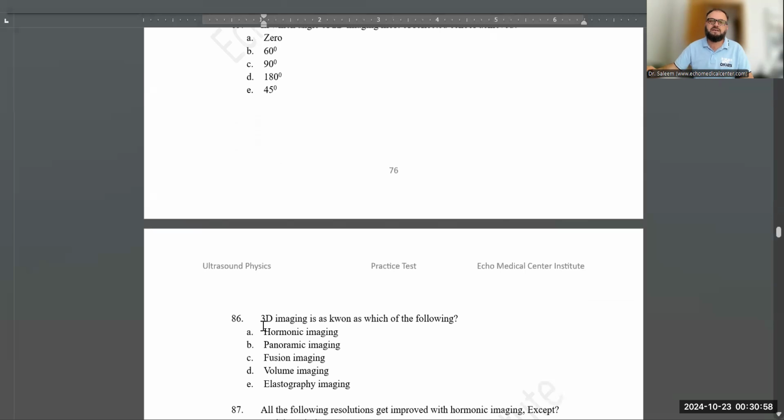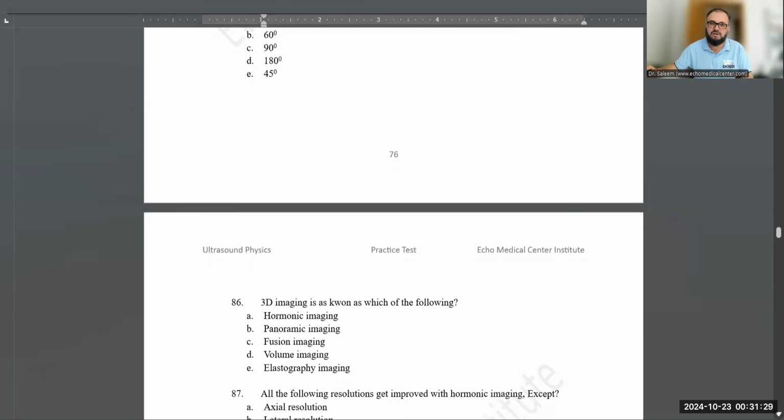Let's do the next one. This question is asking, 3D imaging is also known as which? What is the alternative name for 3D imaging? Is it harmonic imaging, panoramic imaging, fusion imaging, volume imaging, or elastography imaging? Which one is the correct answer? Yes, makes sense. D is the correct answer. Volume imaging, because it shows you all 3 dimensions, correct? All the slices come together, post-processed, and then we see a volume image, correct.